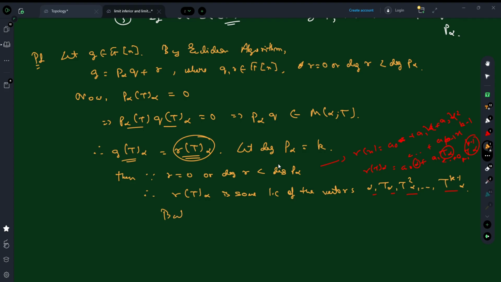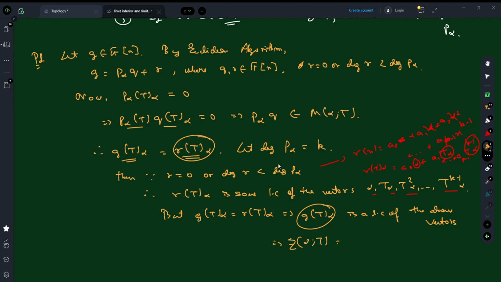But what do we have? We have G(T)alpha equals R(T)alpha, which implies G(T)alpha is a linear combination of the above vectors, right? And this typically means that, because this is an arbitrary element from the T-cyclic subspace generated by alpha, Z(alpha; T) is the span of these elements, right? Span of alpha, T alpha, T squared alpha, and so on till T to the power k minus 1 alpha. Is it clear?